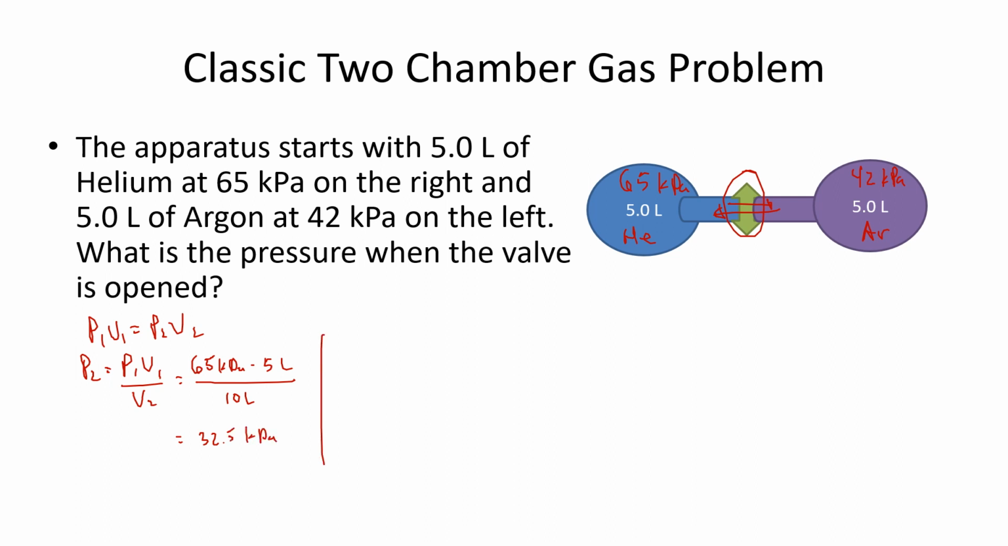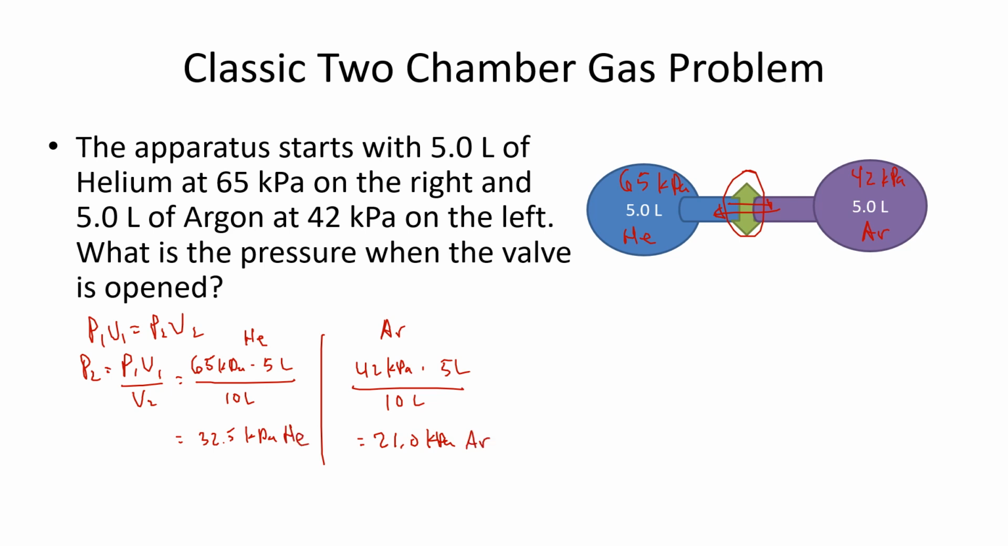And so that was the helium. Then we've got to do the same thing for the argon. The argon is 42 kilopascals in 5 liters divided by 10 liters. And so you're going to end up with 21.0 kilopascals of the argon.